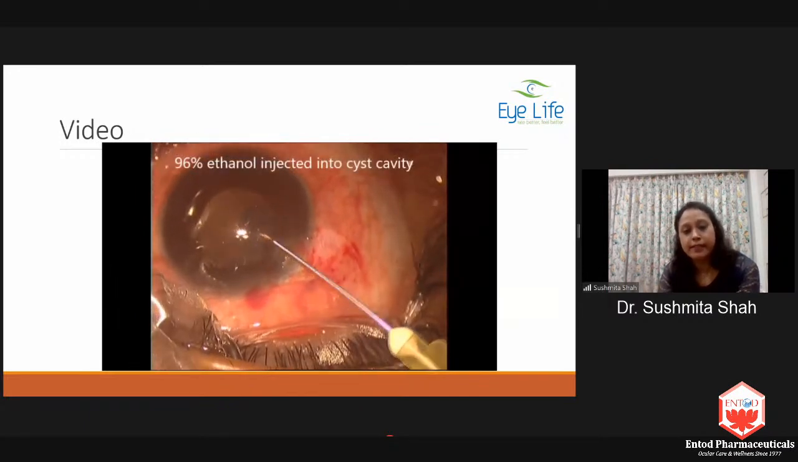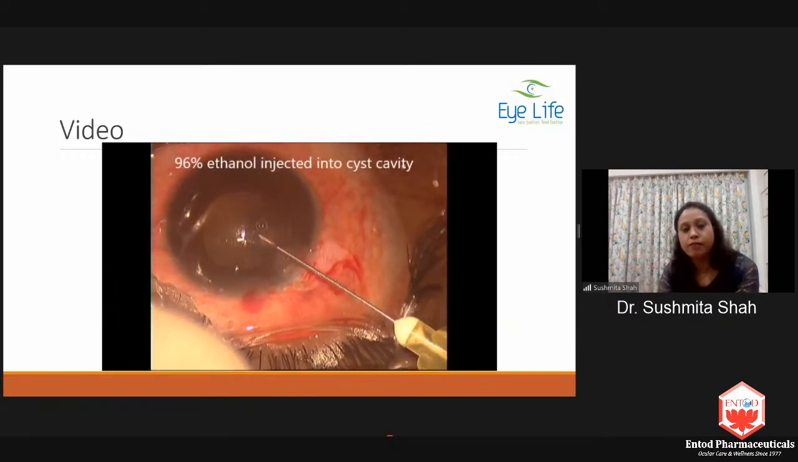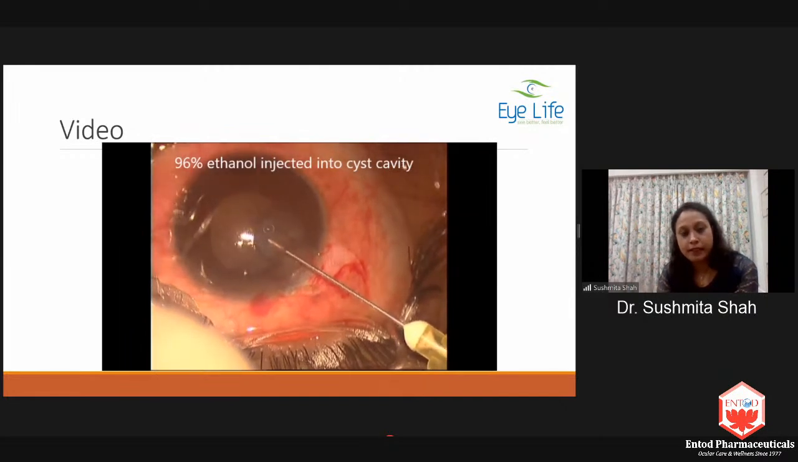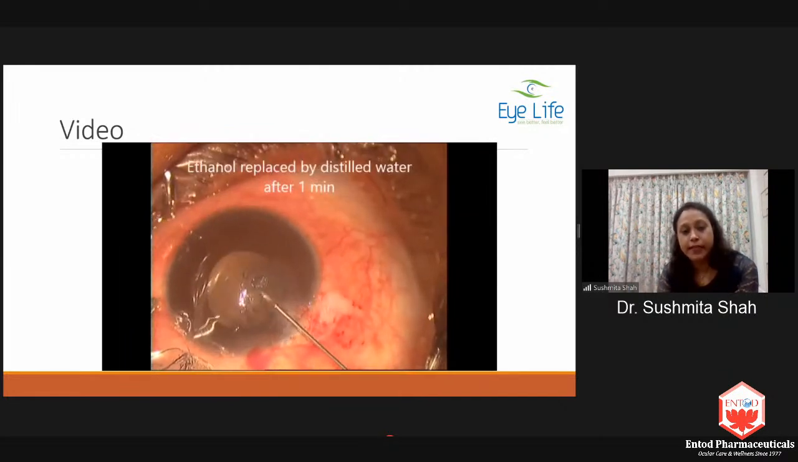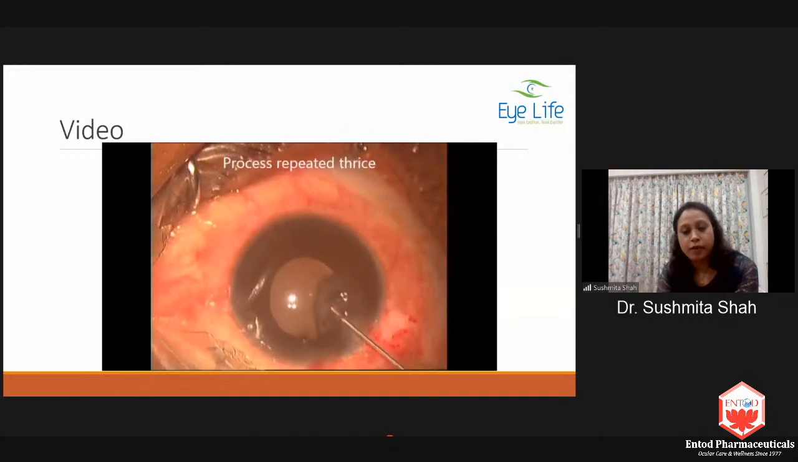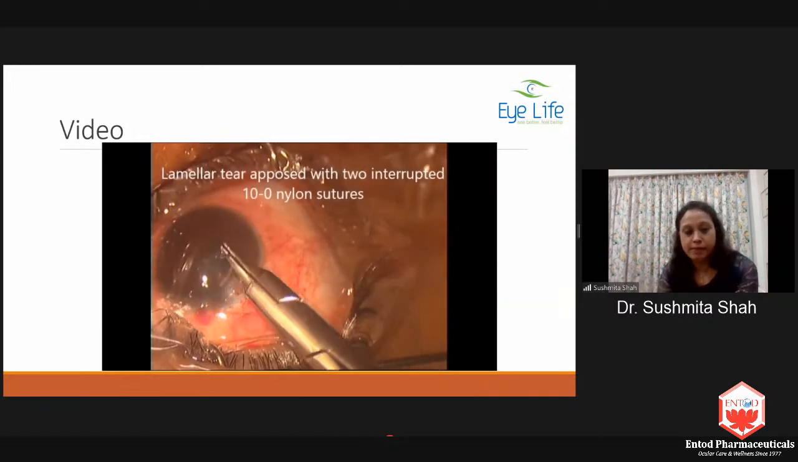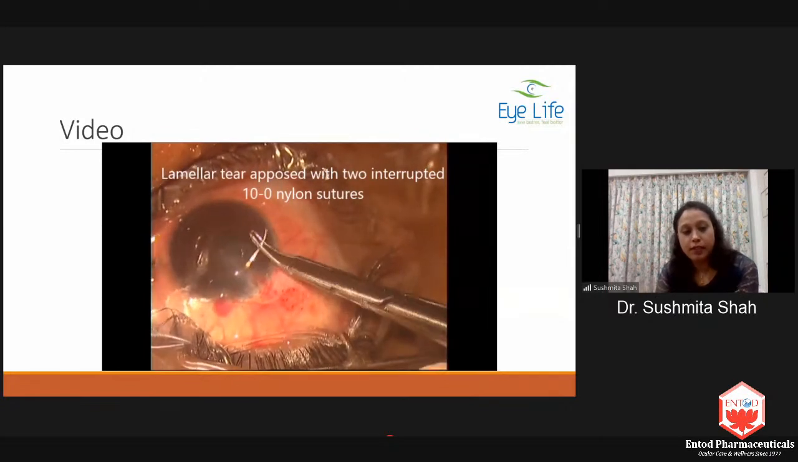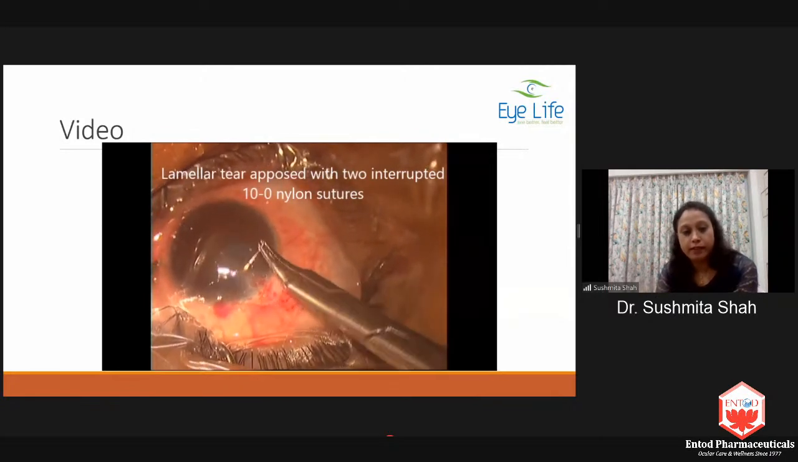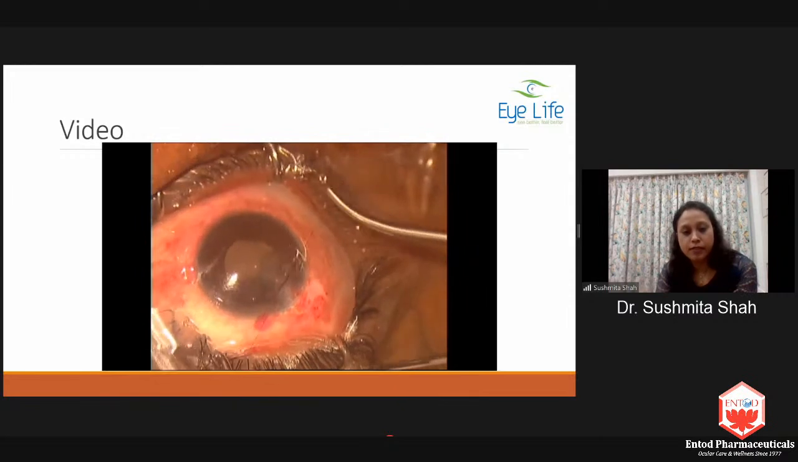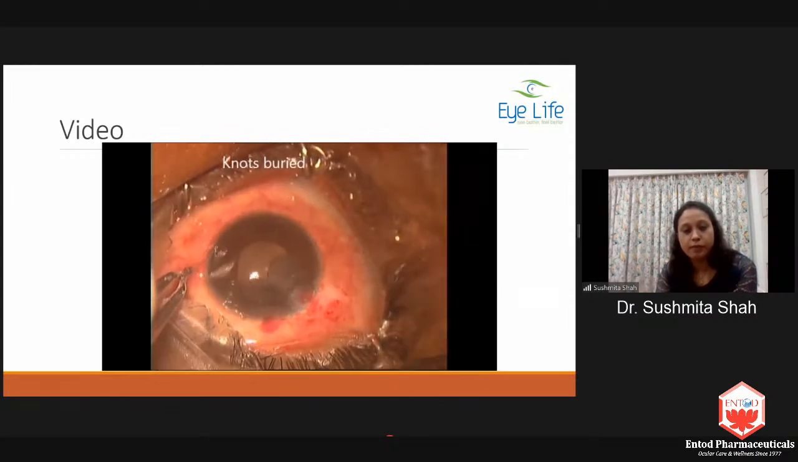We then irrigated the cyst cavity with 96% ethanol for 1 minute. Ethanol was then replaced with distilled water for 1 minute and the whole process was repeated 3 times. Then we closed the lamellar tear with 10-0 nylon sutures.